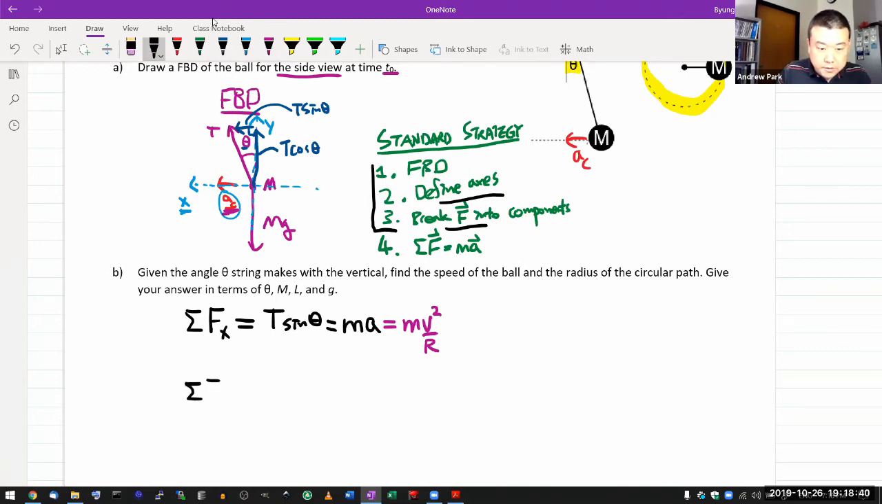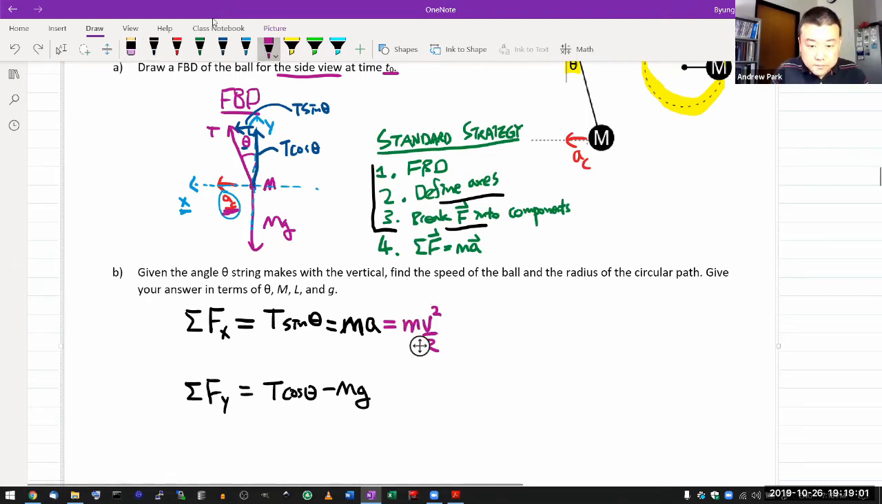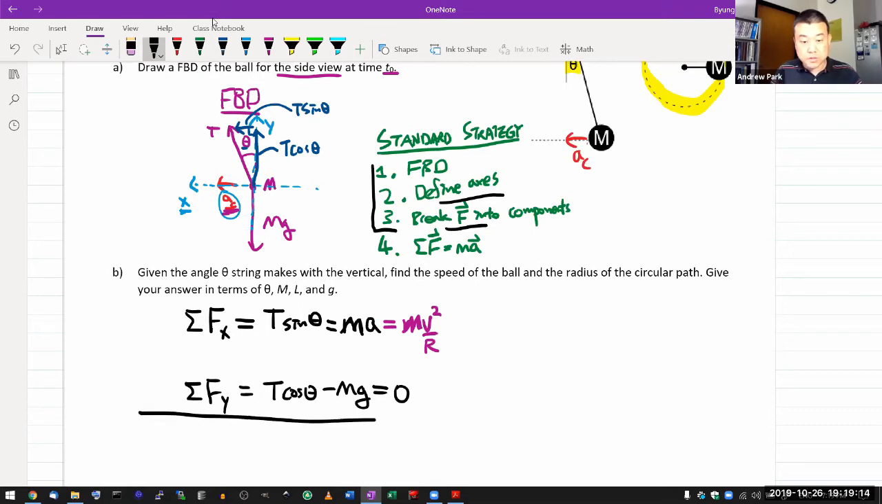So net force in the y direction is equal to, I now have two forces, T cosine theta minus mg, oh wait, this should be a capital T. That's equal to, the ball is not accelerating in the vertical direction, so that should add up to 0. So that's my two Newton's second law equations, and this completes the standard strategy.